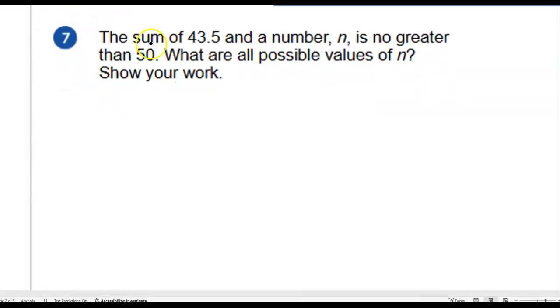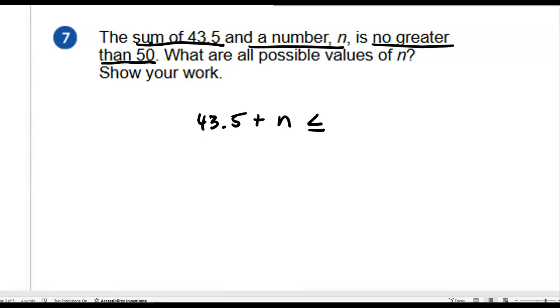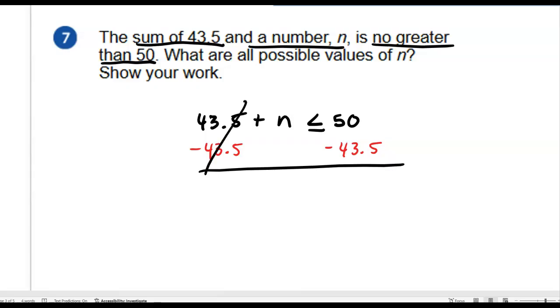Go to page 384 now in your packet. It says the sum of 43.5 and a number n, so 43.5 plus n, is no greater than 50. So it's not bigger than 50, but it could be equal to 50, so we're saying less than or equal to 50. What are all possible values of n? Show your work. Here we have something plus n, so to undo that, subtract 43.5. It cancels out because 0 here. Drop down, your n is less than or equal to 6.5. So every number that is equal to or less than 6.5 is part of your solution.